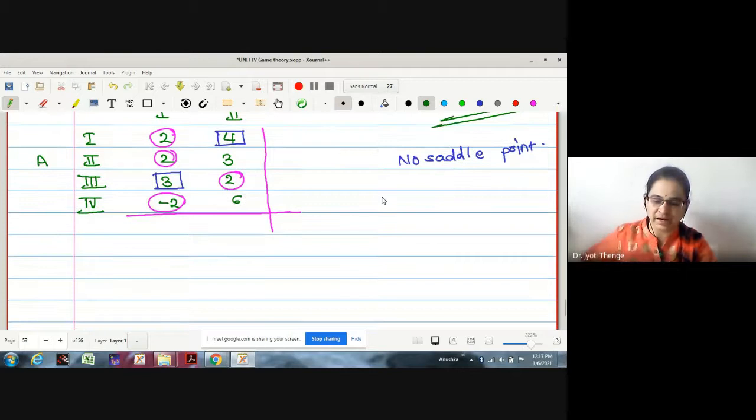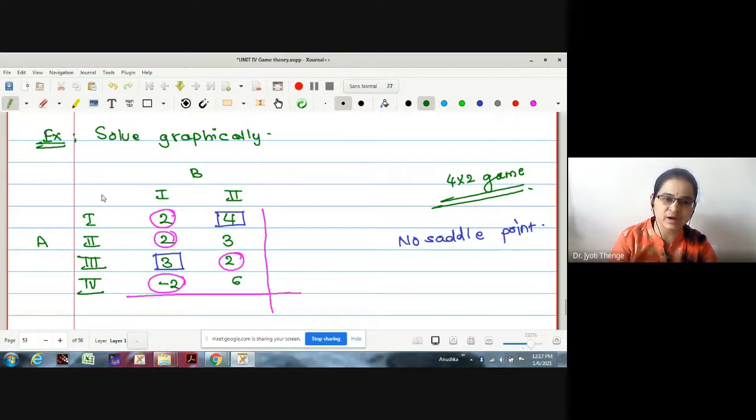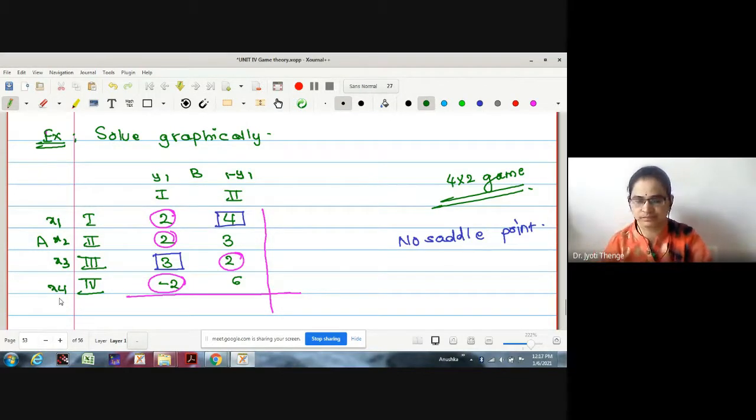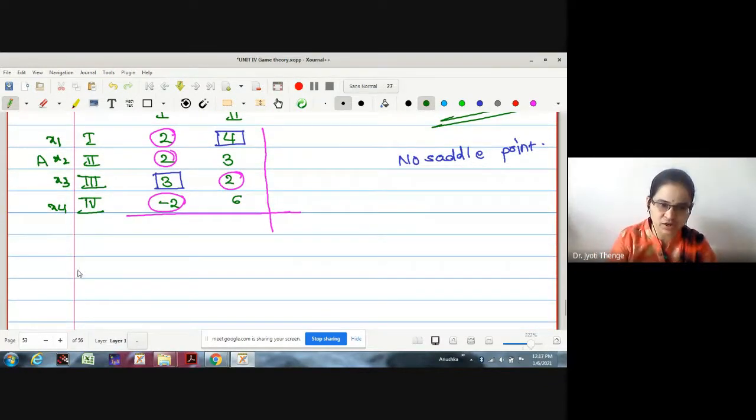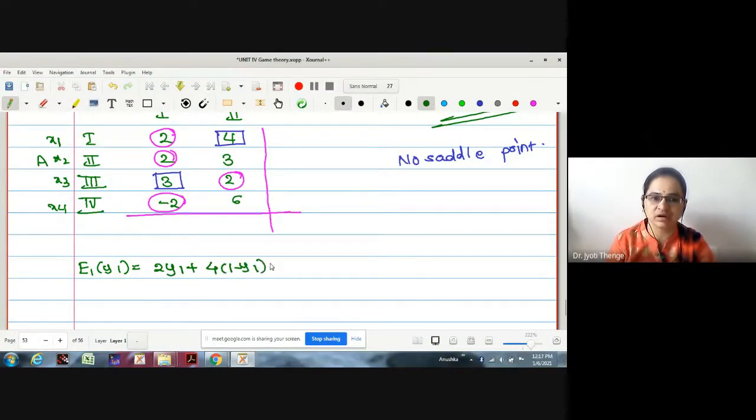Now, first let me write down all the expectation lines. In the example itself, I will write the probabilities. Say y1 and 1 minus y1. Here let it be x1, x2, x3 and x4. Now you just tell me the expectation lines equation. What is E1 of y1? Is it 2y1 plus 4 into 1 minus y1? Correct, no? Row wise I am going.